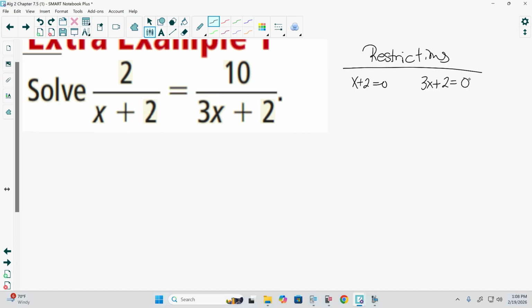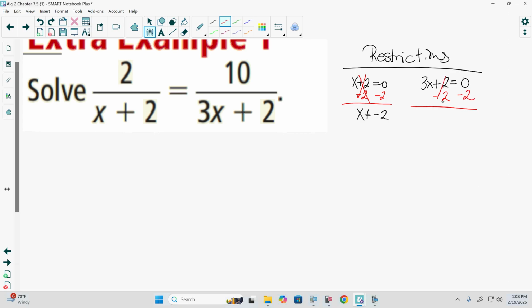And the nice thing about the restrictions is if one of these two values shows up as a solution, we can immediately throw it out because it does not work. Now, to find the restriction for x plus 2, we would subtract 2 from both sides, telling us that if x is equal to negative 2, we would have a division of 0. It doesn't work because negative 2 plus 2 equals 0.